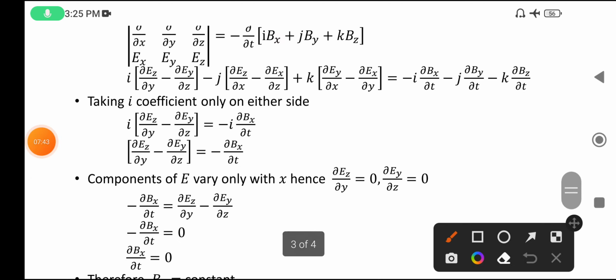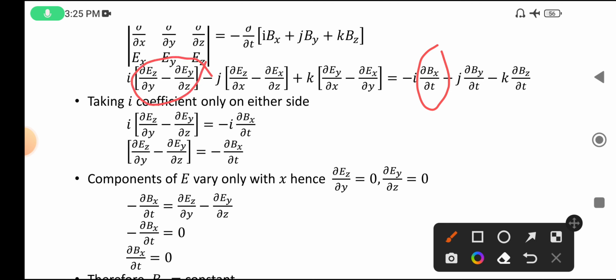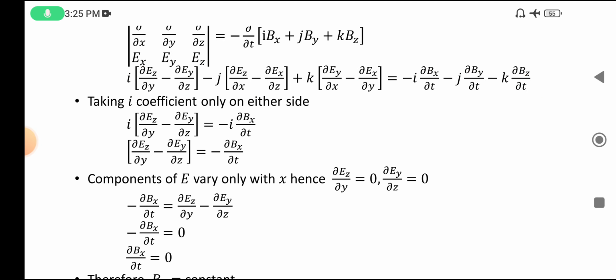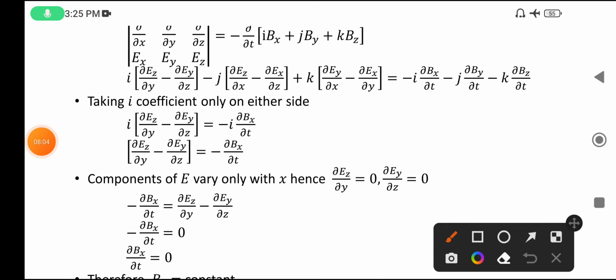Now taking i coefficients only on either side. Why? The i coefficient has the x component. Only the electric field or magnetic field travels along the x direction, not along the y and z direction. So that is why you have to take only these components. So here, this one is the i coefficient, and this is the i coefficient. Make these two equal, yes, with a negative, and remove the i values.